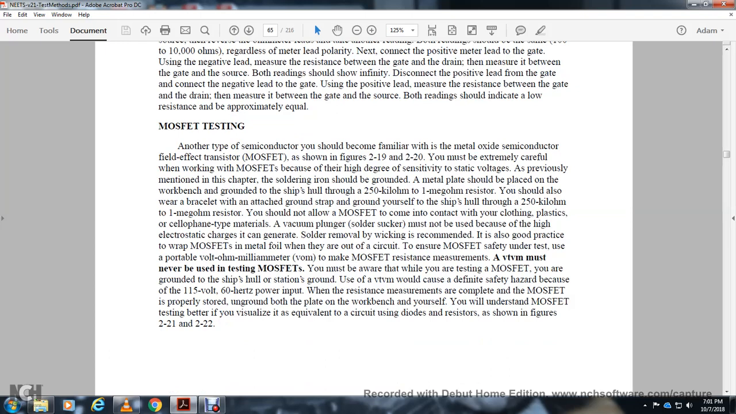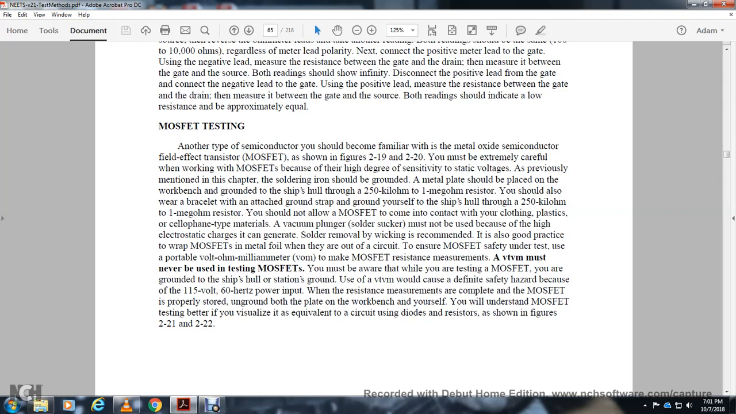Alright, MOSFET testing. In any type of semiconductor work you must be familiar with the metal oxide semiconductor field effect transistor, shown in figures 219 and 220. You must be extremely careful working with the MOSFET because of its high degree of sensitivity to static voltage. As previously mentioned in the chapter on the soldering iron, it should be grounded with the metal plate. It should be grounded to the workbench through a 250 kilo ohm to 1 mega ohm resistor. Wear a wrist plate with an attached ground strap to ground yourself through a 250 kilo ohm to 1 mega ohm resistor.